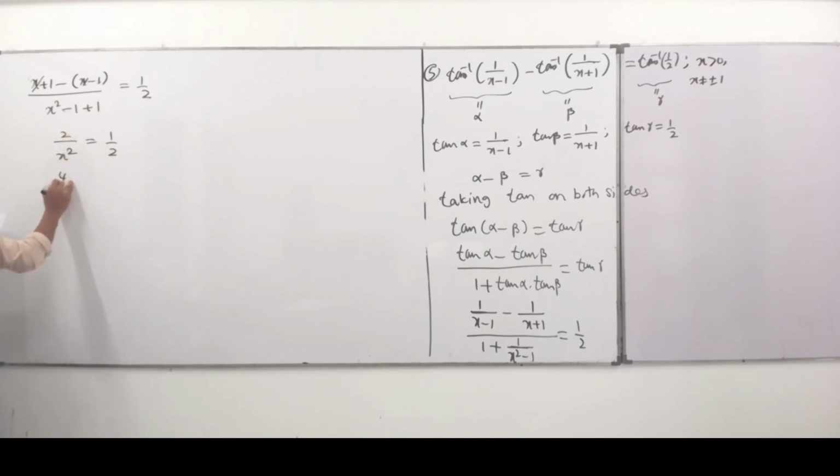Bring here, 4 equals x squared. X is plus or minus 2. Right? X greater than 0 is given. Then the minus one you can ignore. Therefore, x equals 2. Answer is x equals 2.